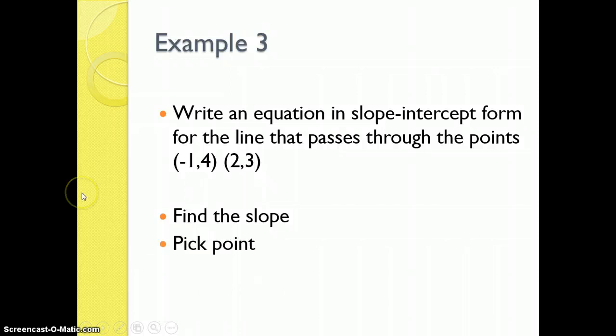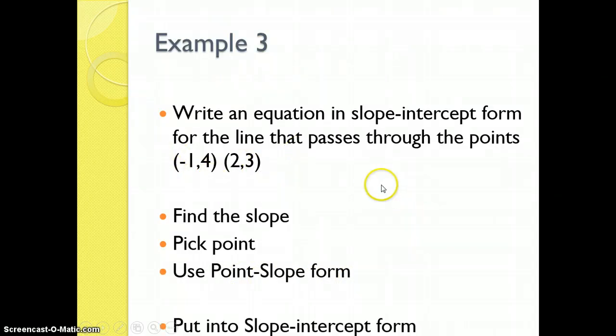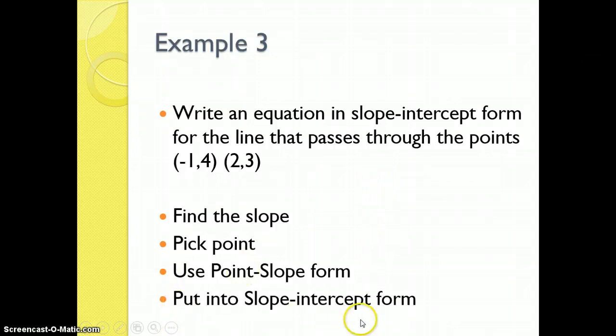All right. You have to pick one of these points. It does not matter what point you pick. You could pick this one, you can pick this one. In the end, you'll get the same answer. You're going to use point slope form. So y minus y1 equals m times x minus x1 with one of these points, not both, just one. And I want you to put your answer in slope-intercept form. So some of you are going to pick this point, some of you are going to pick that point. In the end, when you put it in slope-intercept form, you will all have the same answer.